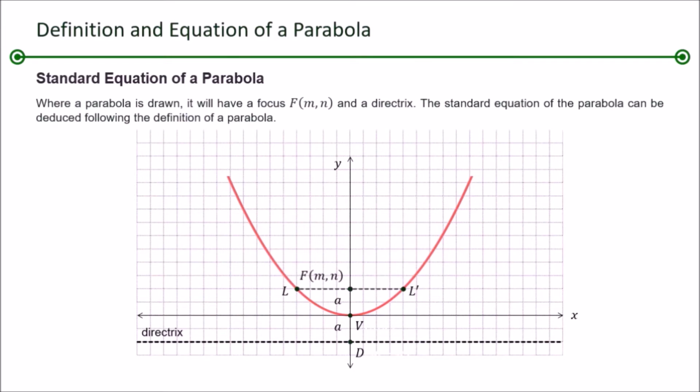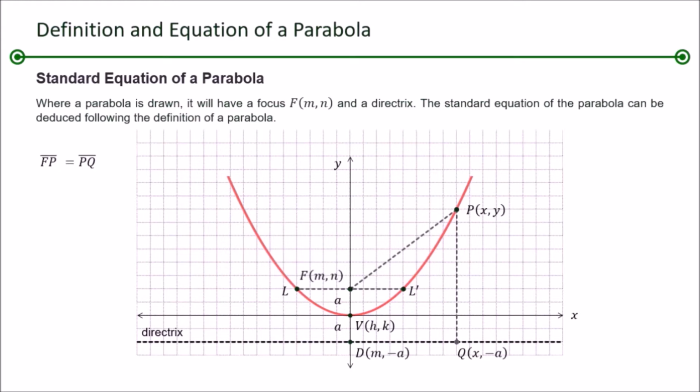Standard equation of a parabola. Where a parabola is drawn, it will have a focus F with coordinates (m, n) and a directrix. The standard equation of a parabola can be deduced following the definition of a parabola. Let's say there is a point P on our parabola with coordinates (x, y). Now we know from the definition that the distance of point P from the focus F is the same as the distance of point P to the directrix. That is, the length of the line segment FP is equal to the length of the line segment PQ.